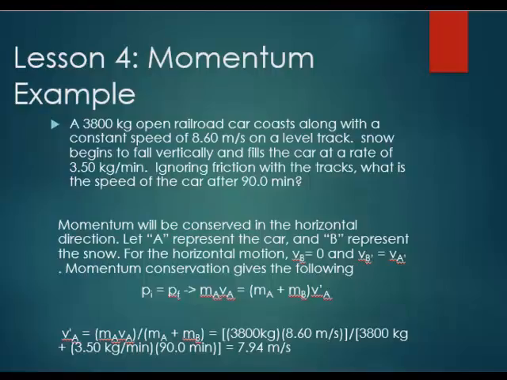So then VA prime is the original momentum divided by the total mass afterwards, or MA VA divided by MA plus MB. So this gives 3,800 kilograms times 8.6 meters per second, that's the original momentum of the car, divided by, again, our 3,800 kilograms plus 3.5 kilograms per minute times 90 minutes. When you put those in a calculator and calculate it out, you see that the velocity of the car is 7.94 meters per second.